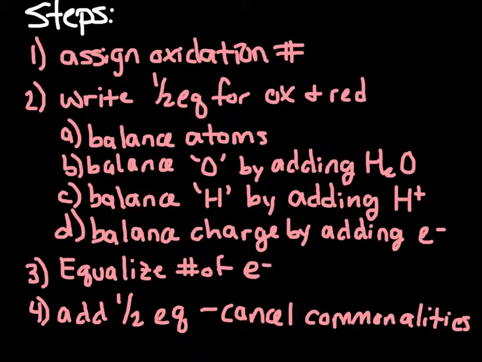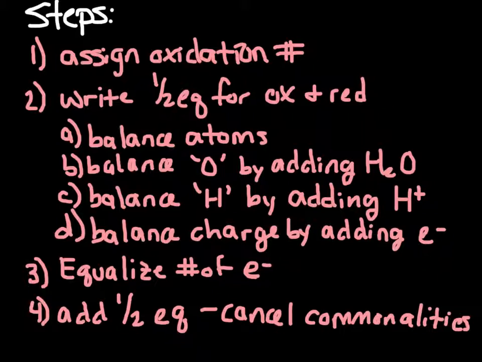Here are all of the steps. I'm going to just discuss what each of the steps are, and then we're going to go through 2 examples of how to use these steps. Step 1 of writing a redox equation from its associated half equations is to assign the appropriate oxidation values for the elements provided.